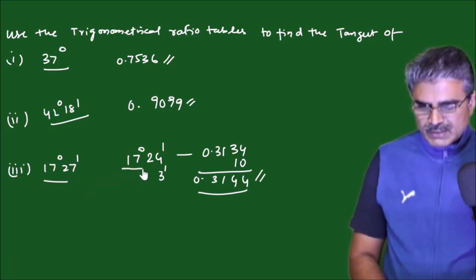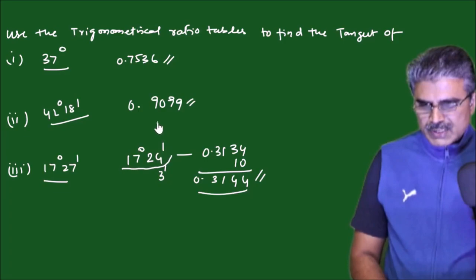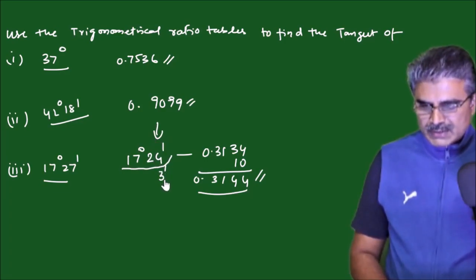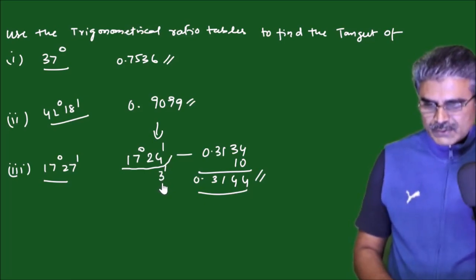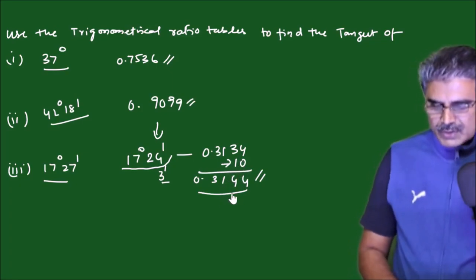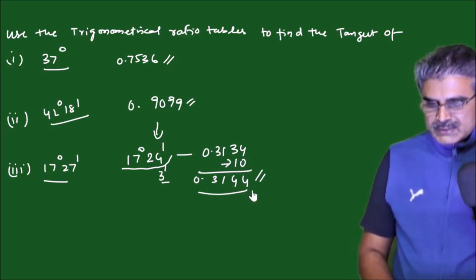We split into 17 degrees 24 minutes because at 24 only we have the direct value, and from there another 3 minutes of mean difference is there. For that 3 minutes we got a mean difference of 10, and we added that mean difference to this 3134, so we got 3144 as the value.